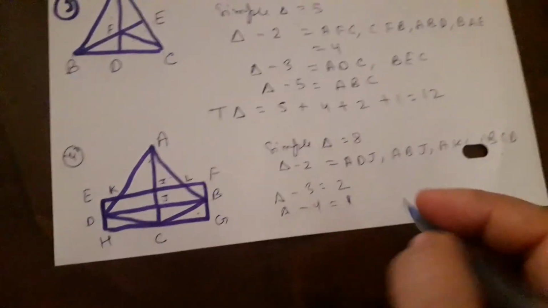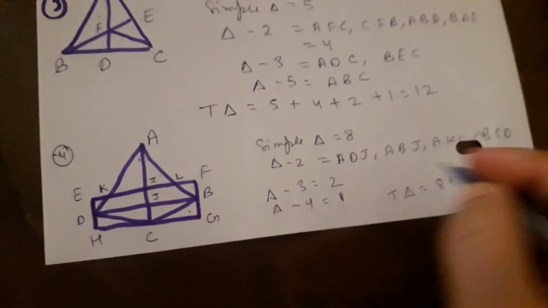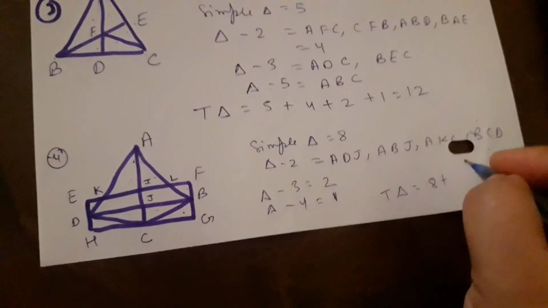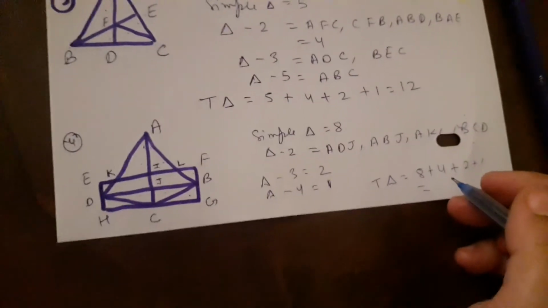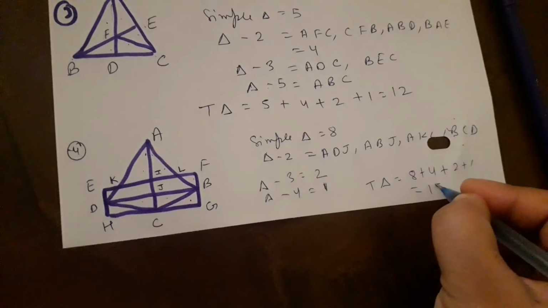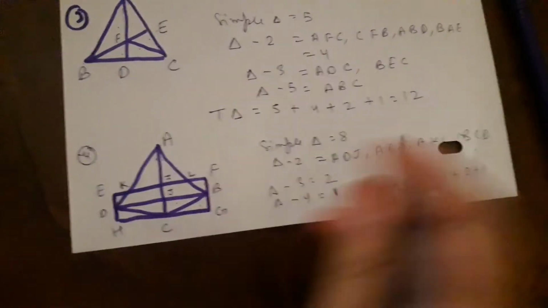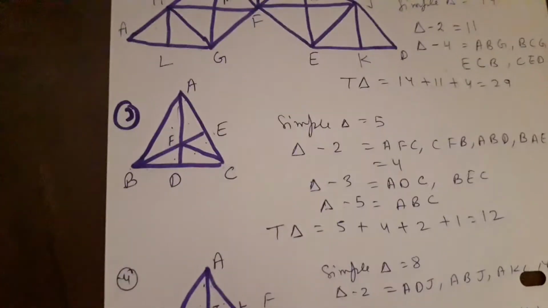So now we will count our total triangles. Our total is 8 plus 4 plus 2 plus 1. After adding we will get 15. In this figure there are total 15 triangles.